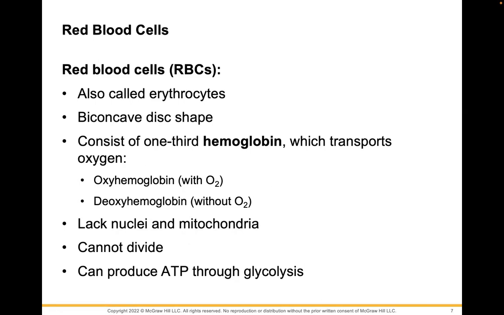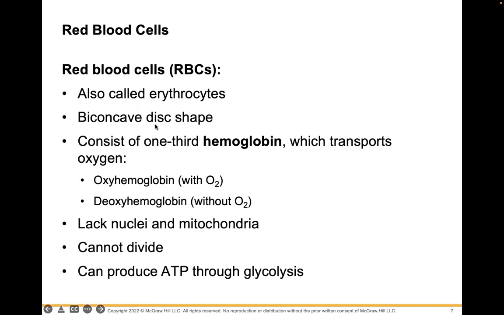And they make ATP through glycolysis, nice to know. But know that hemoglobin, very important. It's where the carbon dioxide and oxygen sit and get transported. And that's the main function of the red blood cell, is to transport.